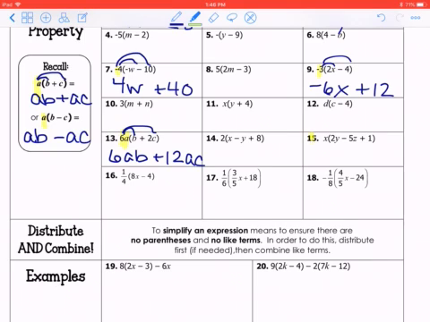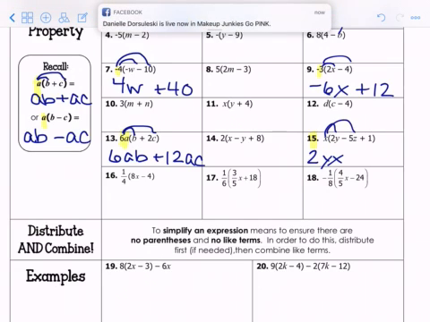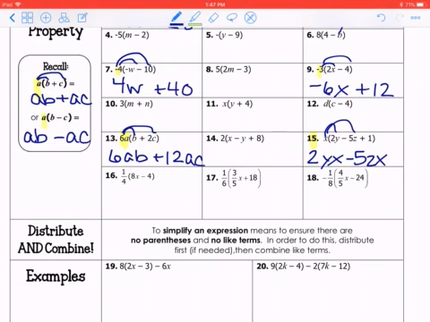Let's look at number 15. Now if we do x times 2y, that's going to give me 2yx or 2xy. How you write that doesn't matter. And then I'm going to multiply here. x times the negative 5z is going to give me a negative 5zx, and then x times the 1 is going to give me a plus x.